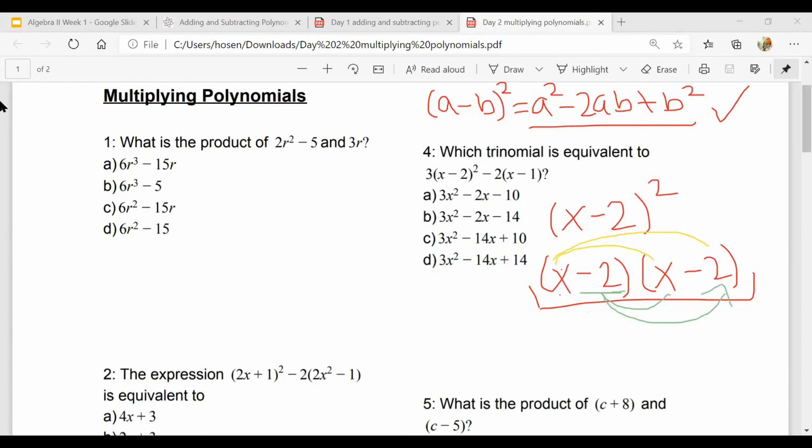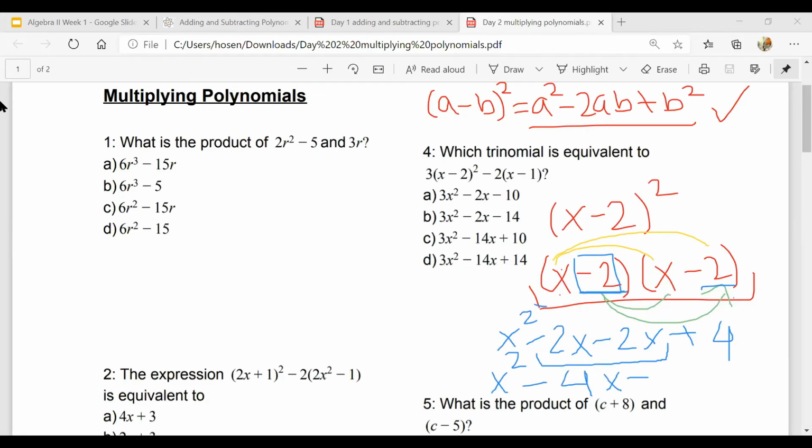Okay, so what is x times x? X squared. And then what is x times negative 2? Negative 2x. Now we're done with the x, right? Now we are going to multiply this negative 2 with these two terms again. So negative 2 times x gives you negative 2x, and negative 2 times negative 2 gives you positive 4. And then look here, guys. Do you see like terms? Yes, I do. Negative 2x and negative 2x. I'm going to combine them: x squared minus 4x plus 4.